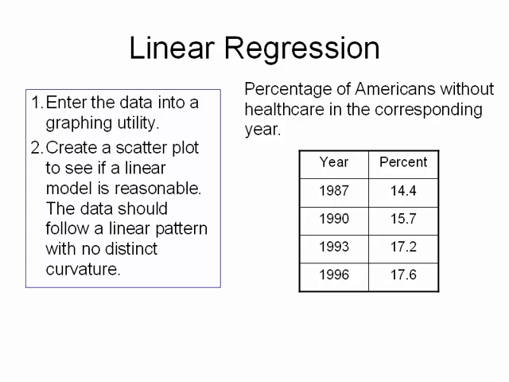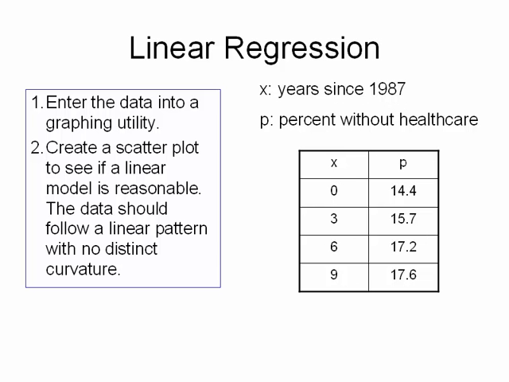Now we need to enter the data into our graphing calculator, and then we create a scatter plot to see if a linear model is even reasonable. The data should follow a linear pattern with no distinct curvature. I'm going to make x be the years since 1987. That means that instead of the particular years, we're going to have 0, 3, 6, and 9.